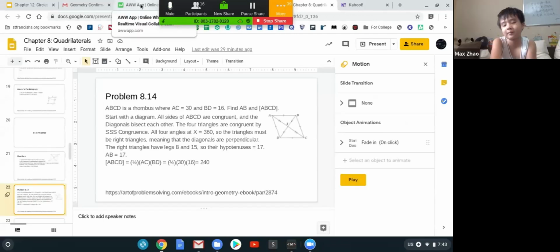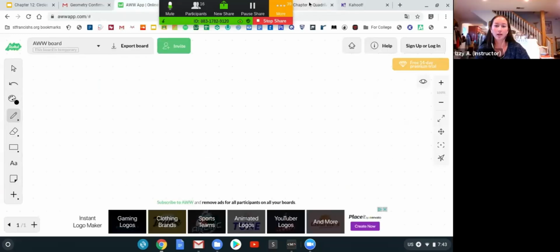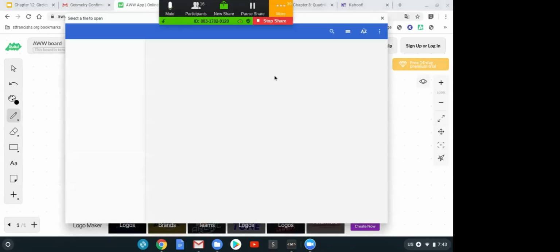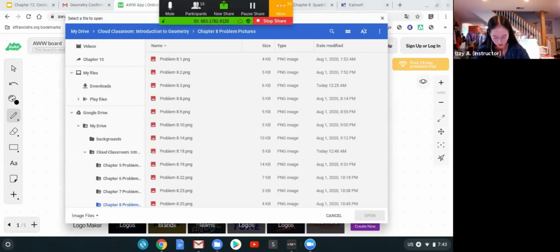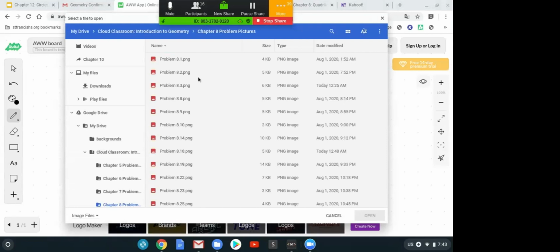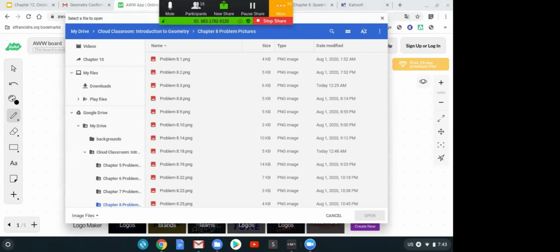I don't think it's base times height. Yeah, it's base times height divided by 2. Or it's the diagonals. So the area of ABCD is 120. Close. Pretty close. That's a good guess, I would say.